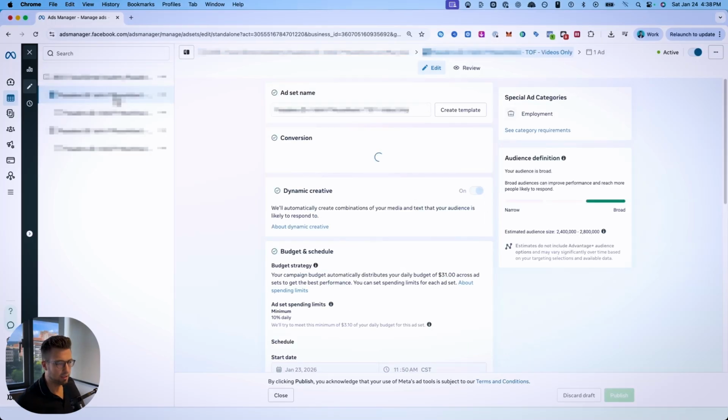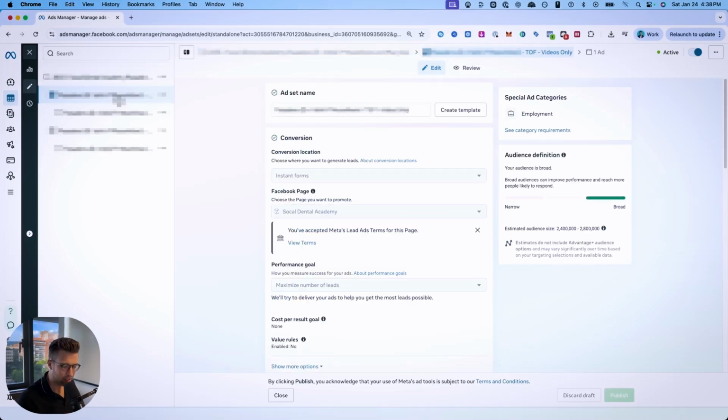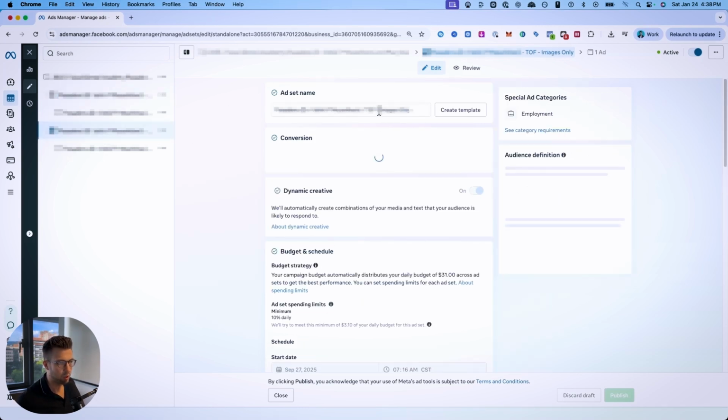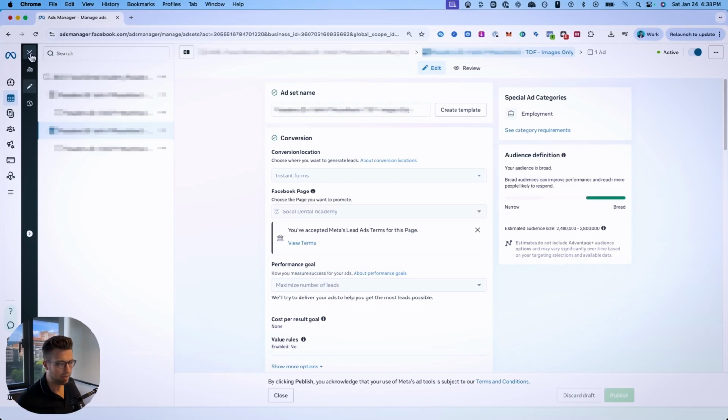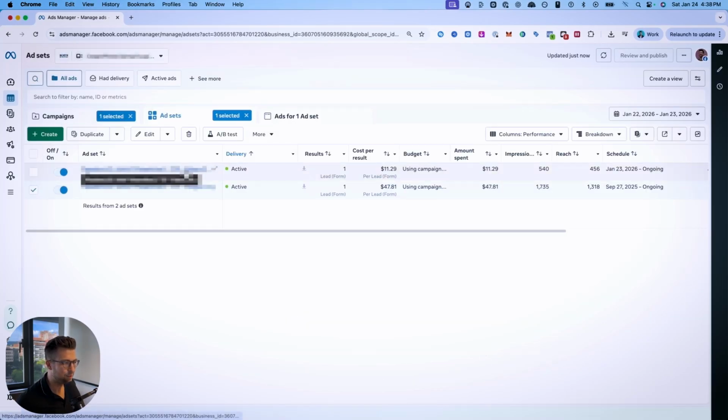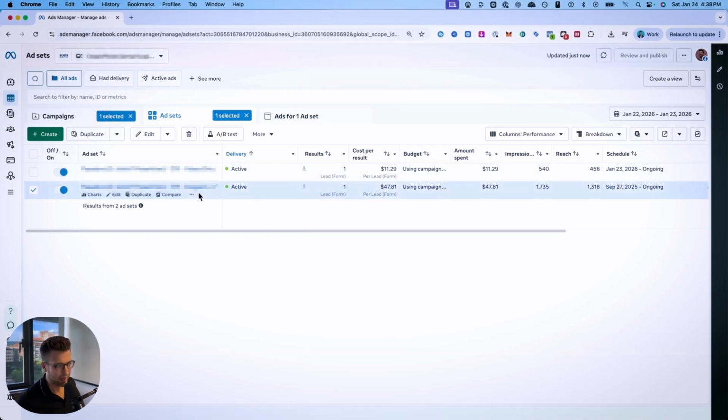Jumping into the ad set level, in this case, the two ad sets are divided, one of them being only for videos and the other one being only for images. Now, if we jump back to results, we can see that the video ad set is generating form fills at $11.29 per form fill, while the image ad set is generating leads at $47.81 per form fill. So at first glance, it appears that the video ad set is more effective.